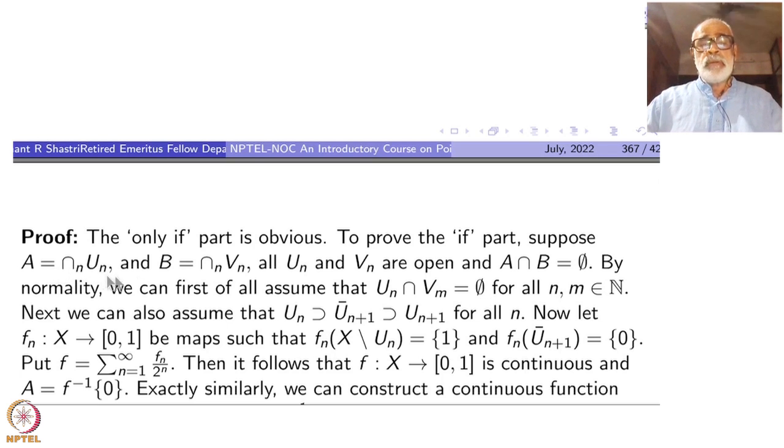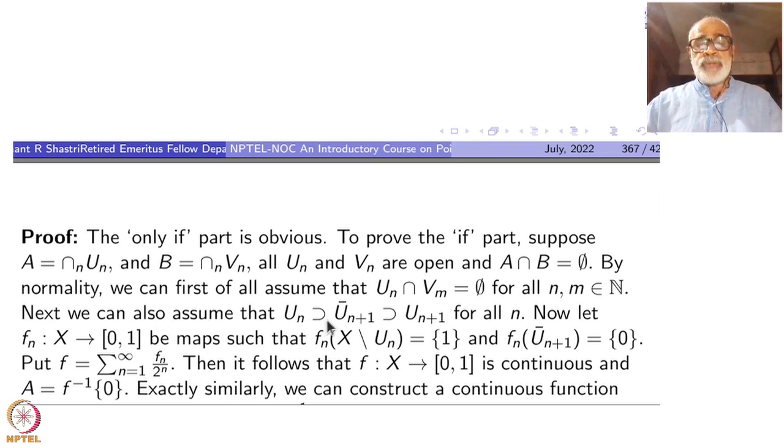You have A contained inside U_n, B contained inside V_m, but they may not be disjoint. A and B are disjoint closed subsets. Therefore, inside these open subsets, you can choose smaller open subsets such that U_n intersection V_m is empty. But U_n will contain A. So if we replace some U_n by some smaller U_n' which still contains A, then this property will still be true. So one by one, you can replace U_n and V_n such that U_n intersection V_m is empty for all n and m in N.